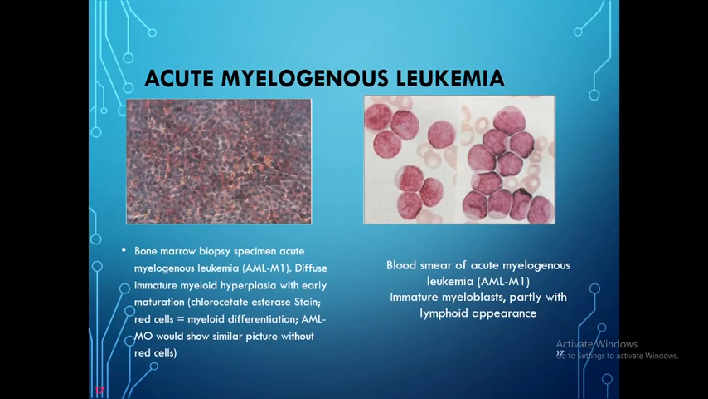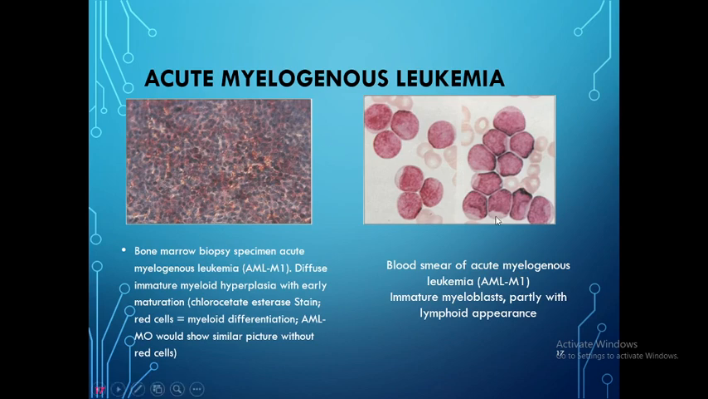We can take a bone marrow biopsy to identify this kind of disease. Here you can see one example of a bone marrow biopsy. How does it look? The specimen looks like AML, acute myeloid or myelogenous leukemia. We have diffuse immature myeloid hyperplasia with early maturation. Early maturation means not well differentiated. And we have immature myeloid hyperplasia. Here the number has increased, so we call it hyperplasia, not hypertrophy.